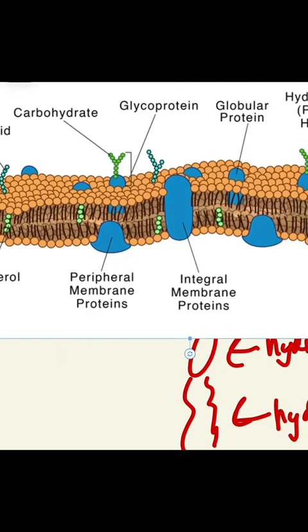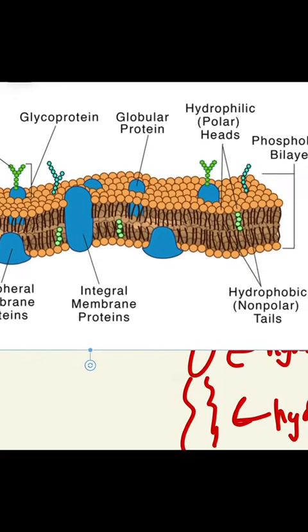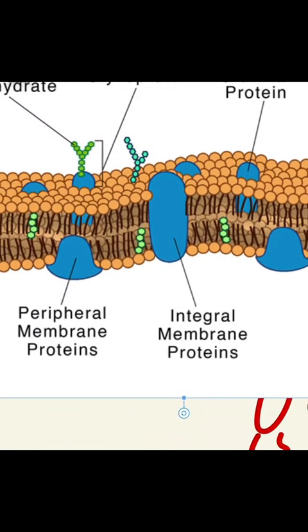And now let's have a look at proteins. So proteins are embedded throughout. These are these blue things here. There's a few different types. So in general, proteins are embedded throughout the bilayer, the mosaic component of the model. They serve a range of functions.